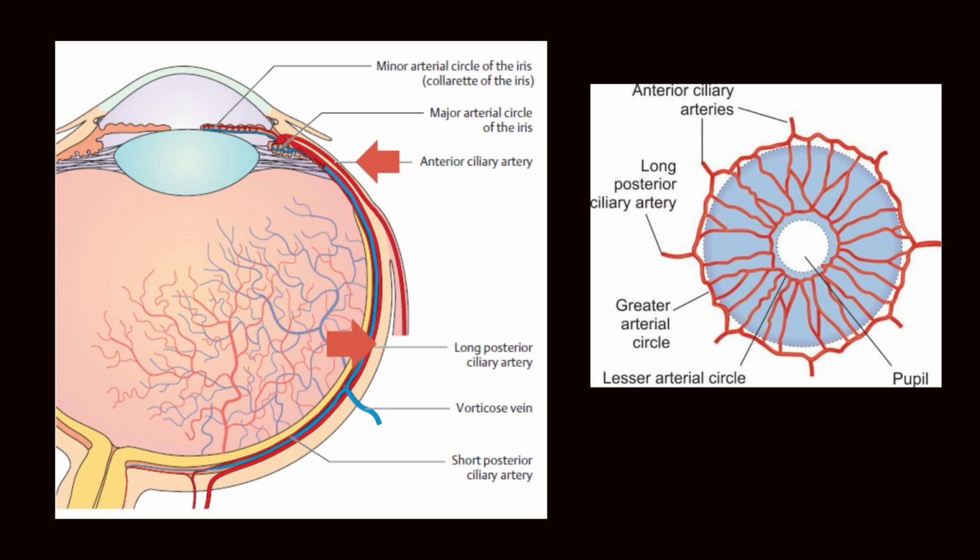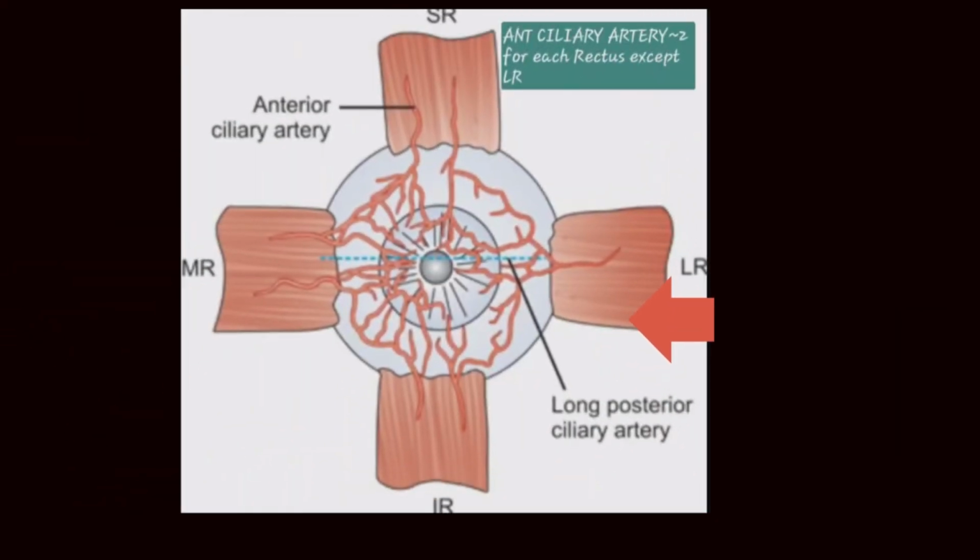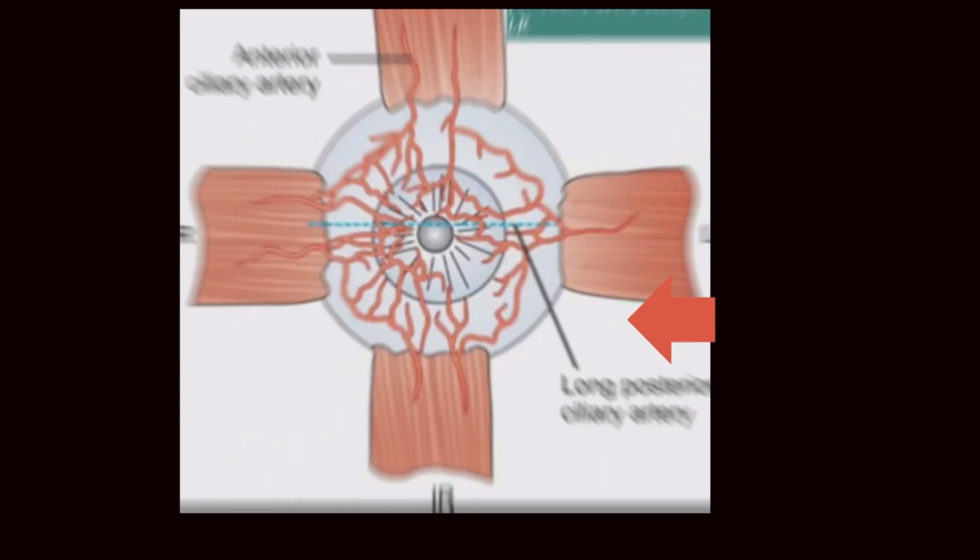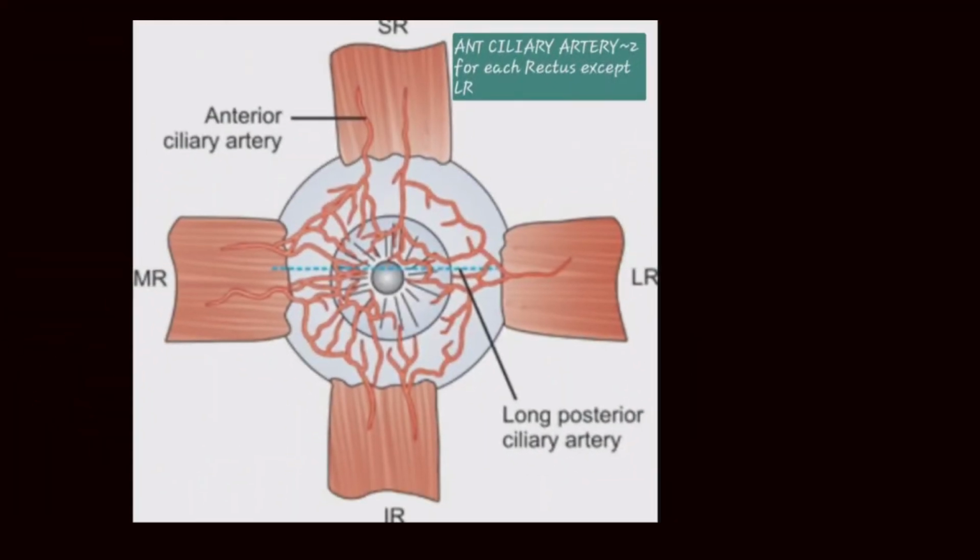The anterior ciliary arteries themselves arise from muscular branches that supply the rectus muscles. Each rectus muscle, except the lateral rectus, contributes 2 anterior ciliary arteries, while the lateral rectus typically contributes only 1. These arteries reach the limbus, penetrate it, and feed into the iris and ciliary body via the major arterial circle.